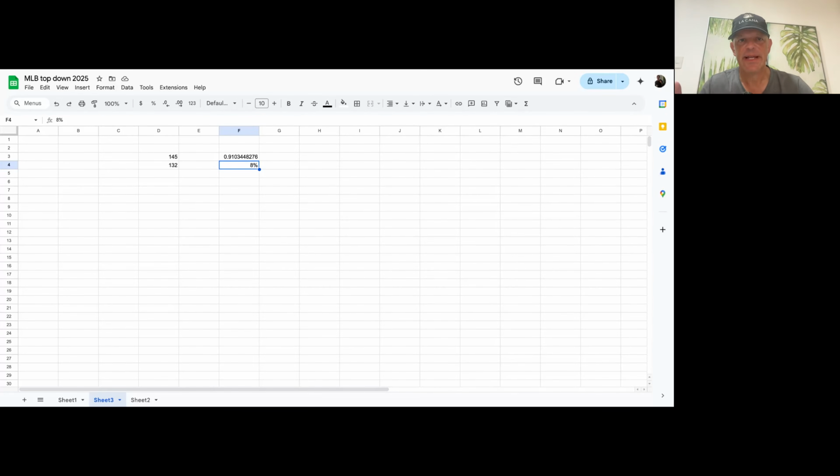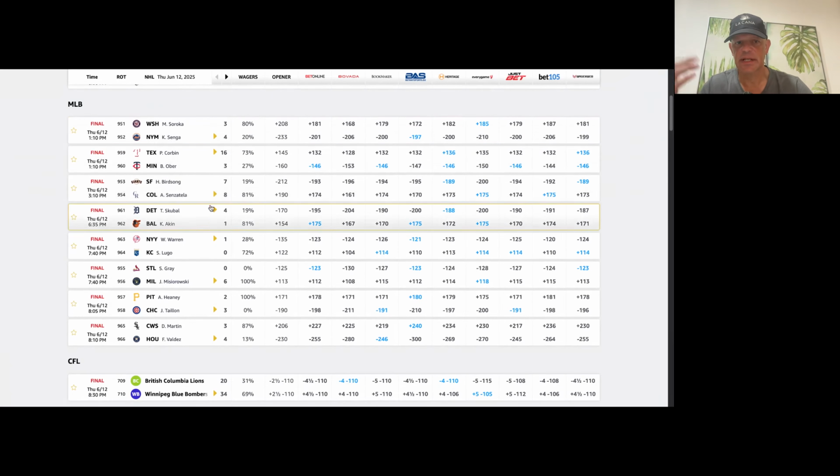Now, let's go back and analyze this again, and let me explain my point a little bit deeper. This line opened at plus 145. It closed at plus 132. So more than likely, let's talk about what happens. You have sharps like myself that have models that will play early when this line is released. They look at the plus 145 line and realize, hey, this line is incorrect. I have maybe Texas at minus 110, et cetera. So they play it at the plus 145.